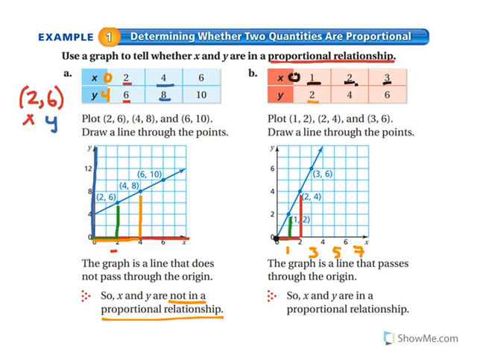Okay? And then up here, 6 minus 2 is 4. 4 minus 2 is 2. 2 minus 2 is 0. Again, I'm at x 0, y 0. Matching the graph is at 0, 0 at the origin. Therefore, these are in a proportional relationship.